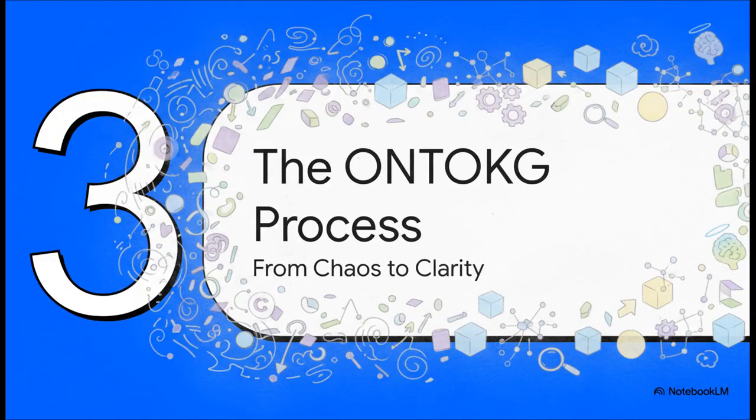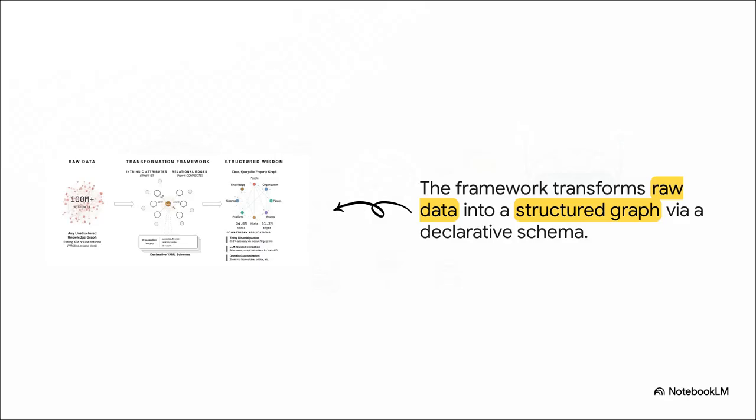Okay, so that's the big idea. But how do you actually apply it to that mess of 100 million entries in Wikidata? Let's walk through the actual process they built. This diagram gives us a fantastic bird's eye view. Over on the left, you've got the raw, tangled mess from Wikidata. In the middle, you have their transformation system, which uses that schema we talked about, basically a set of clear rules, to sort everything out. And on the right, that's the end result, a beautifully clean, organized, and queryable graph.